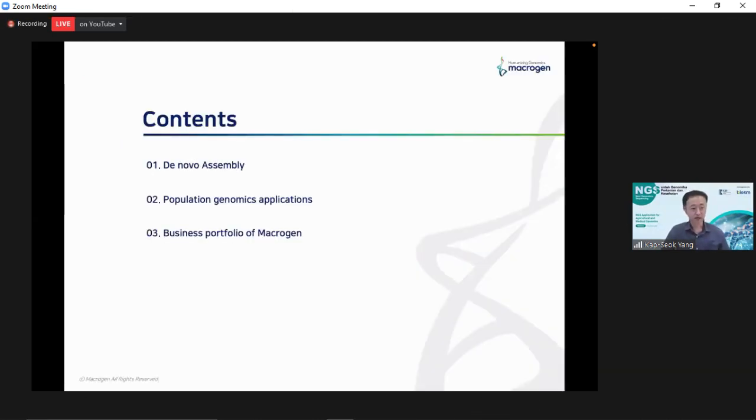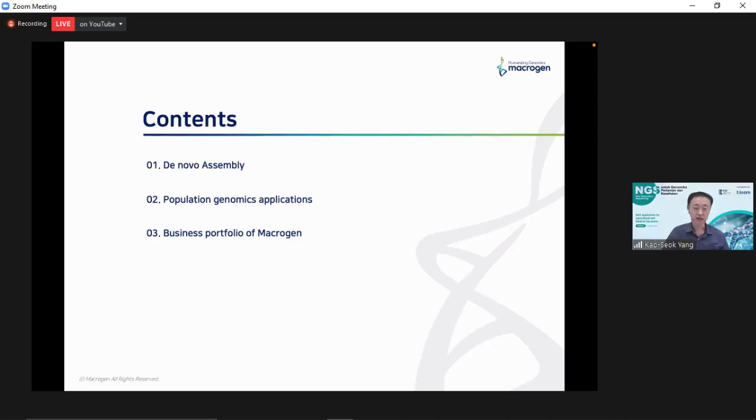The first topic would be de novo assembly. I'm not sure how many people are interested in de novo assembly, but that is a very important part of the plant genomics applications that I've experienced so far during my tenure in Macrogen. So I summarize the current strategy, so to speak, about the de novo sequencing assembly of the plant genome.